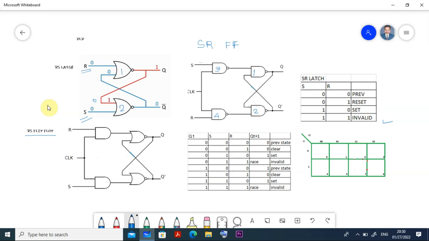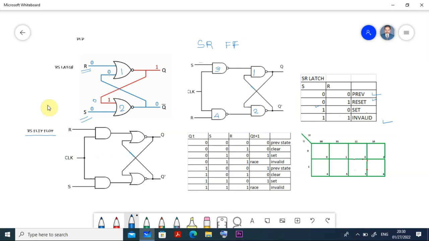In the basic flip-flop, the principle is that if S and R both are 0, then the output holds the memory, where the previous value will be there. That means if it was 1, it will stay 1, and if it was 0, it will stay 0. Then the second case, if S is equal to 0 and R is equal to 1, R is equal to 1 means reset. Here S equal to 1 is the set. And when both are 1, it is the racing condition and it is invalid. Why is it invalid?